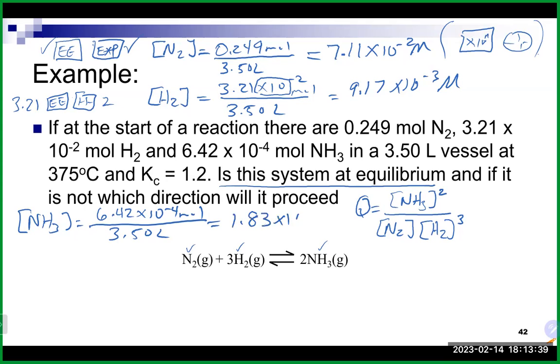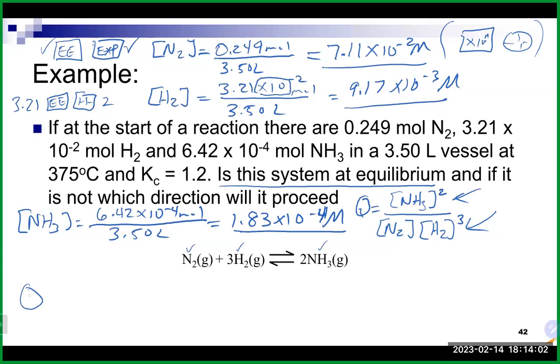1.83 times 10 to the minus 4. And a reminder that your calculator may not give it to you in scientific notation. So you may have 0.000183. I think I got the right number of zeros there. Any questions on that calculation there of molarity for everybody here? Now that I do have the molarity for everybody, we could go into our Q expression and solve.